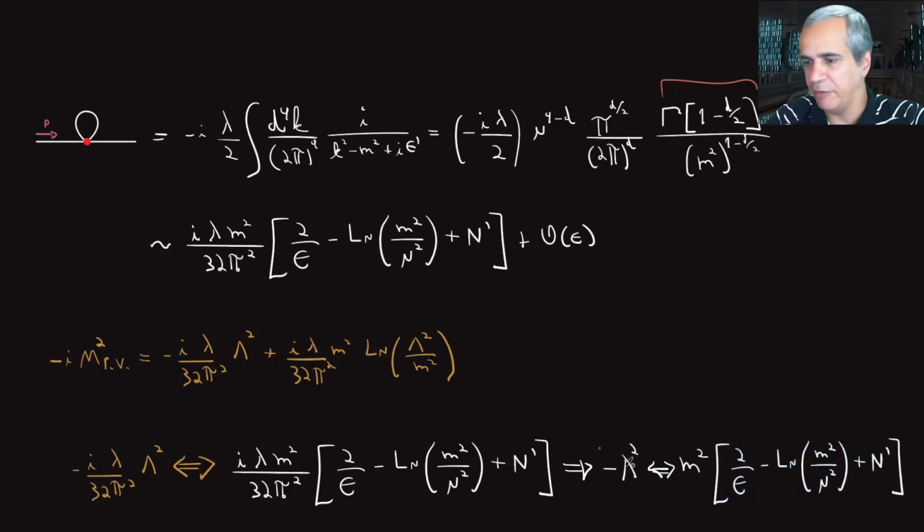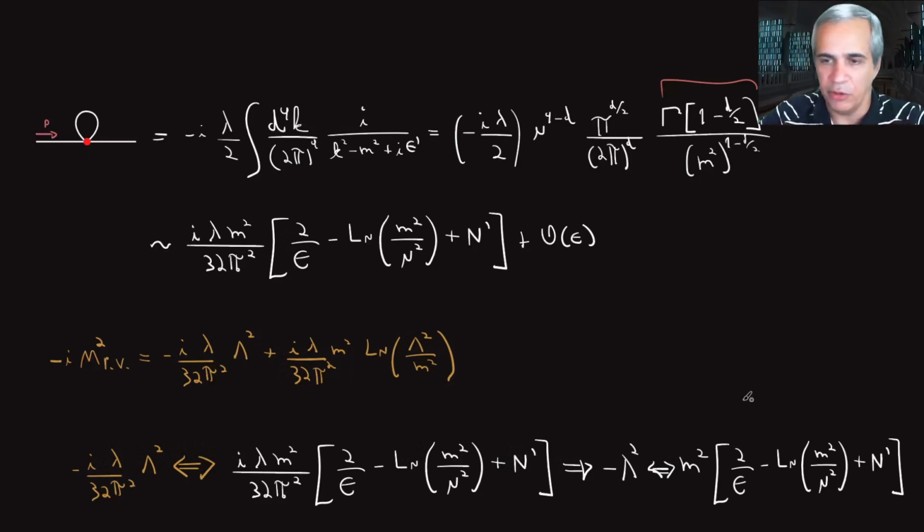Which is a very different matching than what we got from the 4-point function, right? This is completely different. It involves even the physical mass in the matching, right?